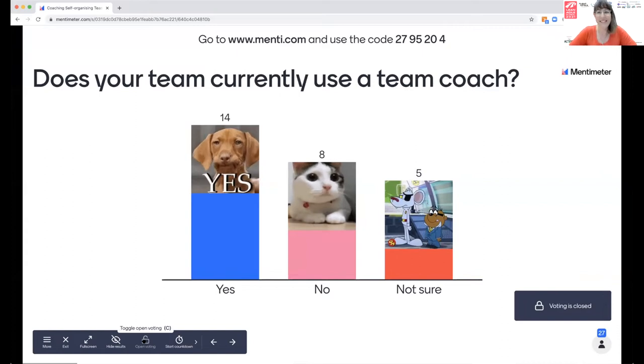And it stopped. So we've got, the cat's saying no. So we've got 5 who aren't sure. We've got 8 who don't use a team coach currently, and 14 who do.